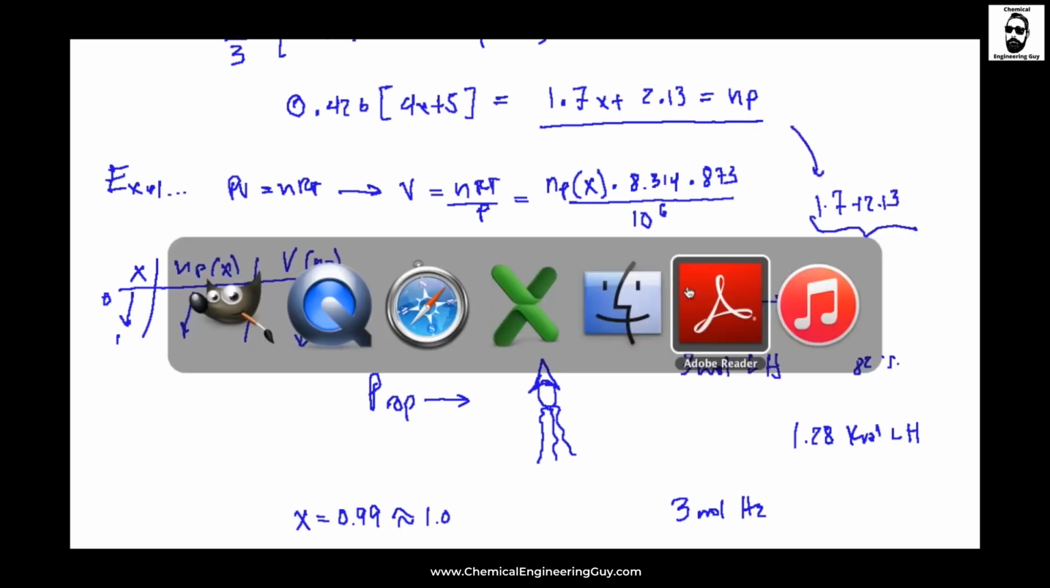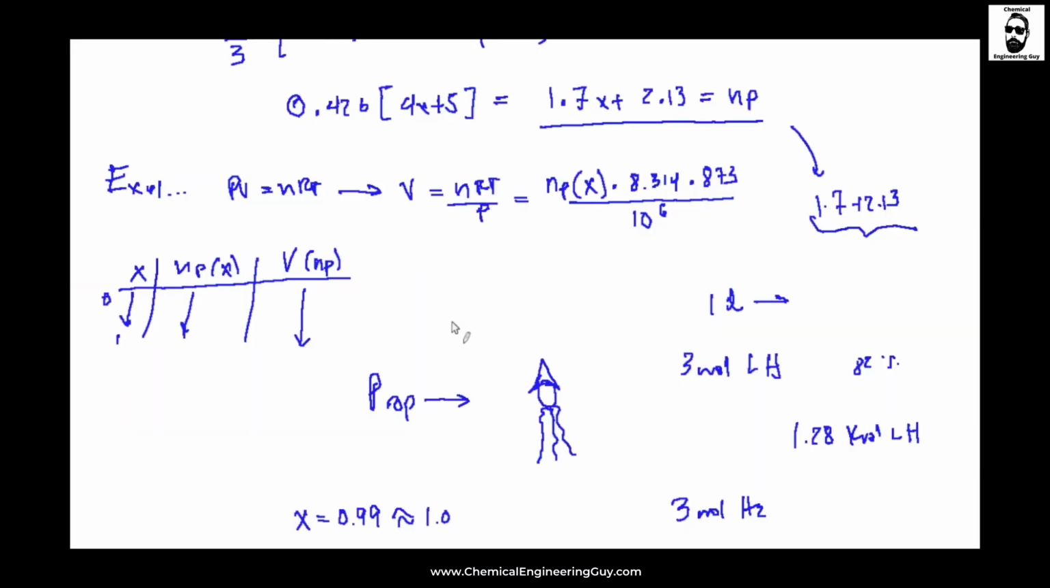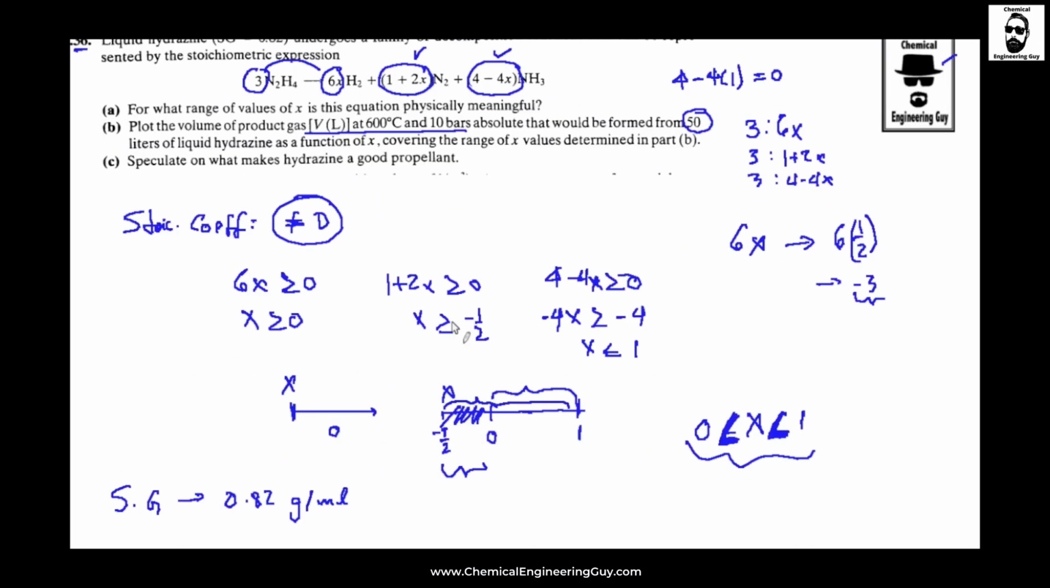And let's go to the Excel here. Yeah, we got this. You got a lot of volume just for this amount of moles. So what you want to do is to have the least amount of moles in liquid, so you can transport them easily, but when reacted to have a huge volume so they can propel the rocket. So that's everything, guys. Just very, very easy. Let me give you a small conclusion.